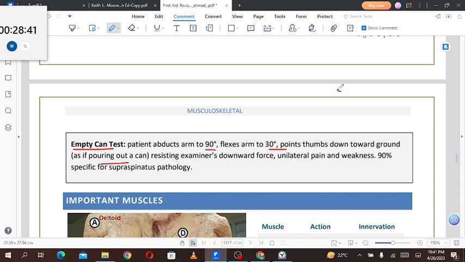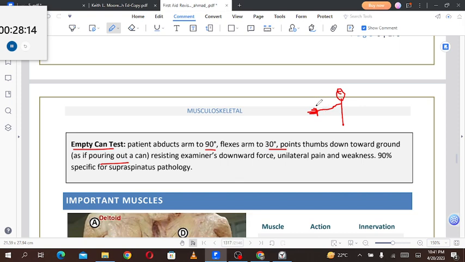So if I could draw that, suppose this is our man, and he is asked to abduct the arm to 90 degrees first. Then he is asked to flex the arm to 30 degrees, so he is moving his arm forward by 30 degrees, and then pushing his thumb downwards. So this is the hand, with the thumb downwards.